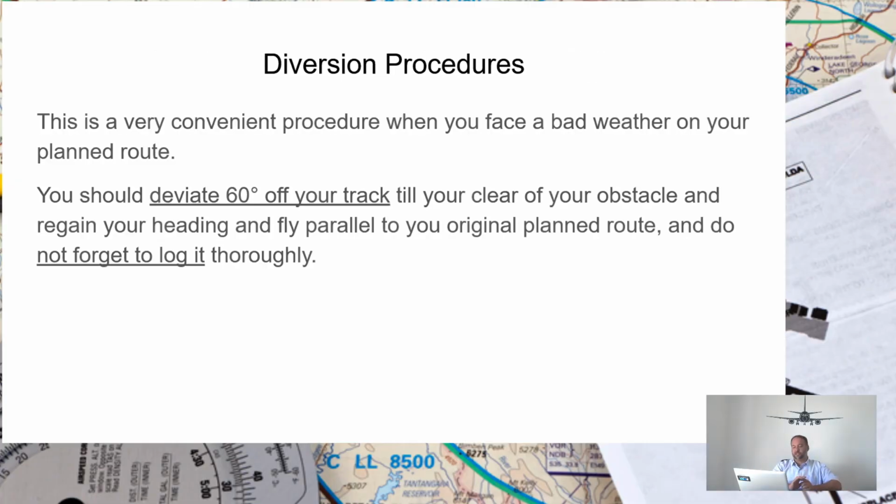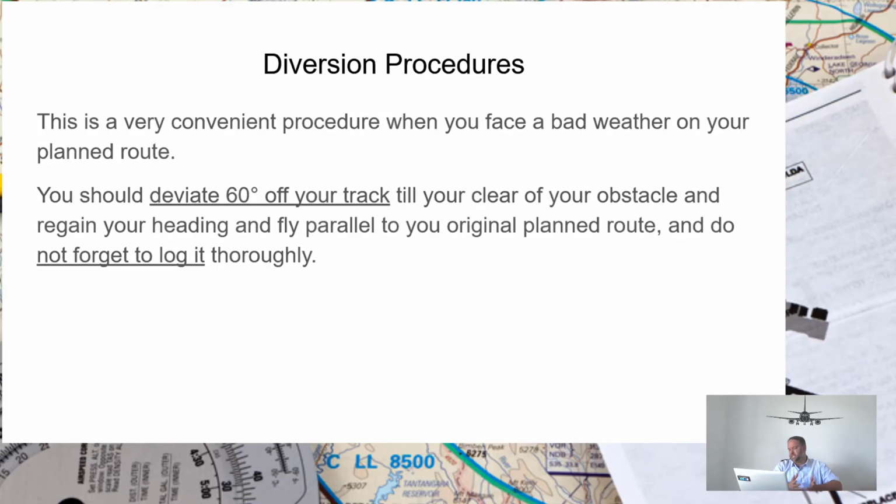Diversion procedures. This is a very convenient procedure when you face bad weather on your planned route. Diversions, you gotta do that all the time when you are having some issues on your track, or if you need to change your destination, so you do a diversion. You should deviate 60 degrees off your track to clear your obstacles and regain your heading, and fly parallel to your original planned route. And do not forget to log it thoroughly.